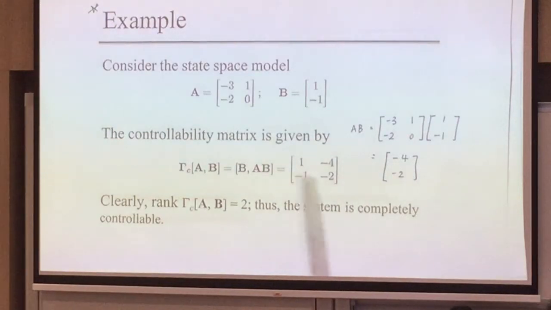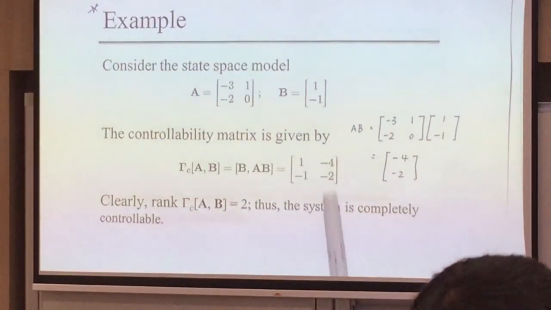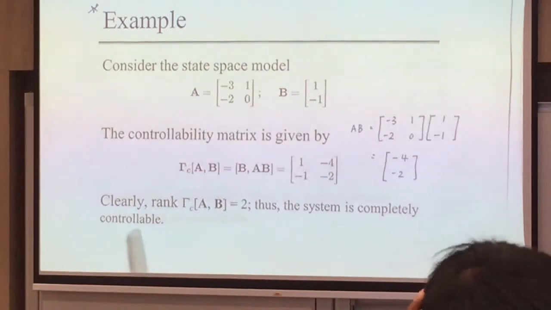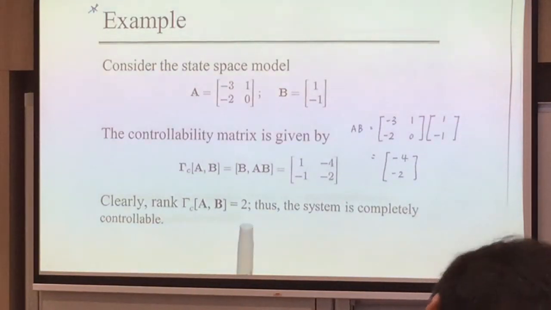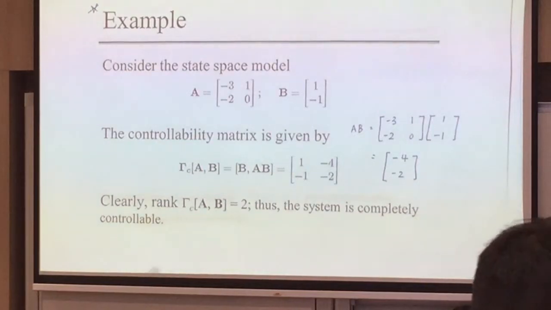The first row is 1, minus 4. The second row is minus 1, minus 2. They are independent, so clearly the rank is 2. Thus the system is completely controllable. So in the exam you can expect that the first question is whether the system is controllable, and you do this test.